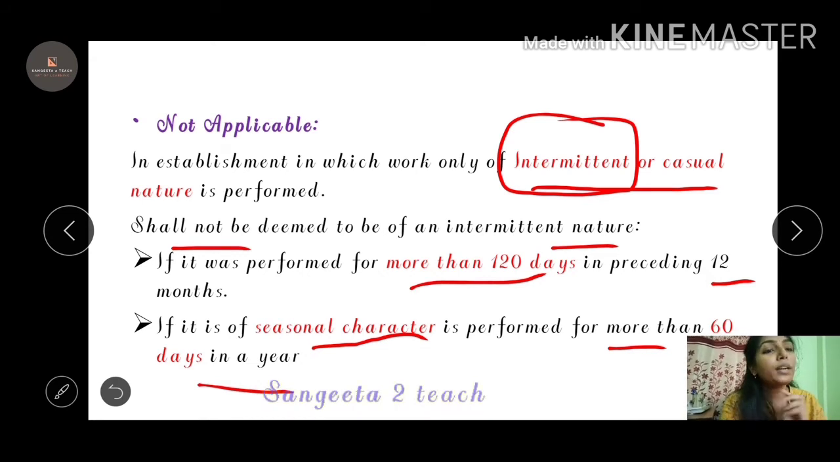So it is applicable if there is an establishment of 20 or more members. It is not applicable if it is in the nature of intermittent work, that is, if it has been done for not more than 120 days in 12 months, and for seasonal character not more than 60 days in a year.